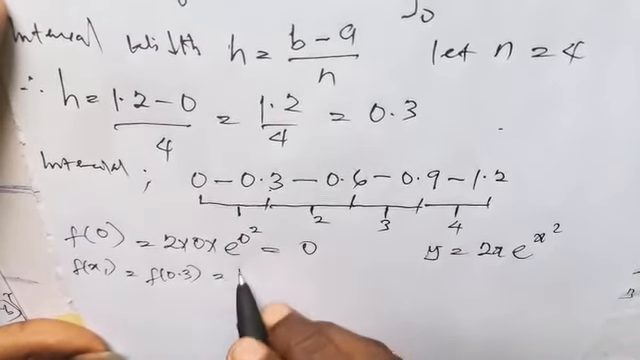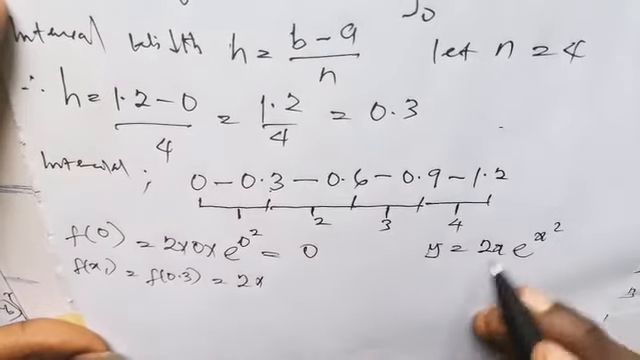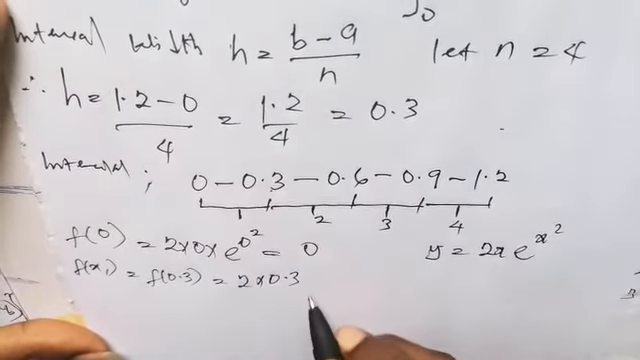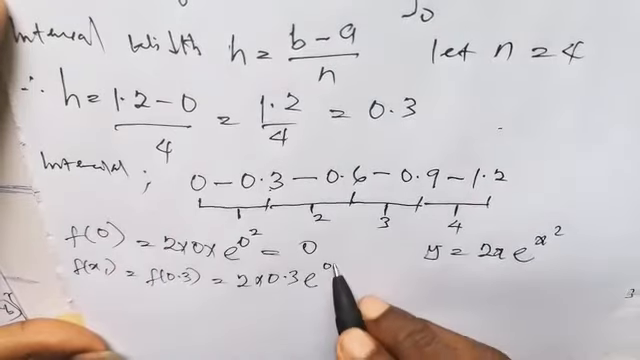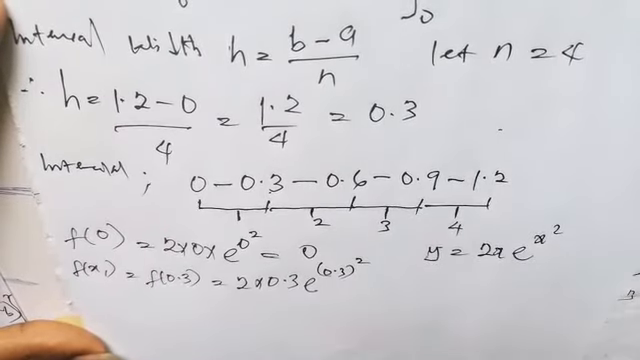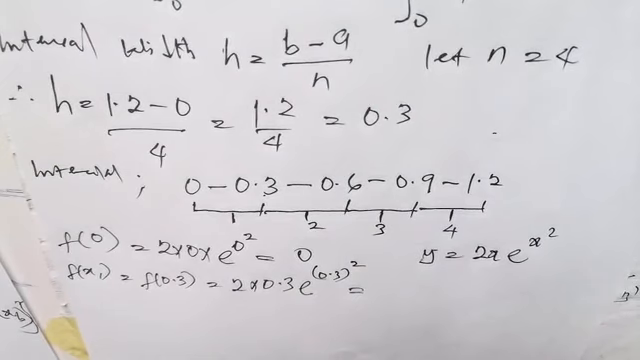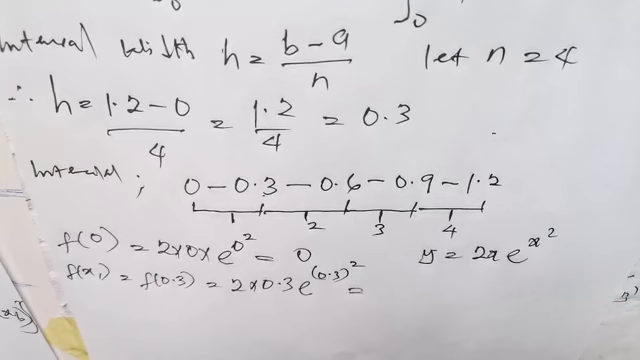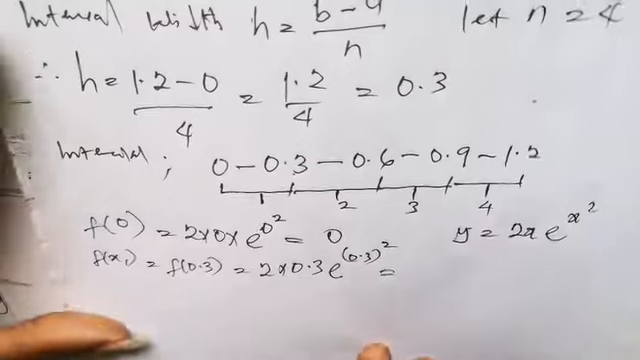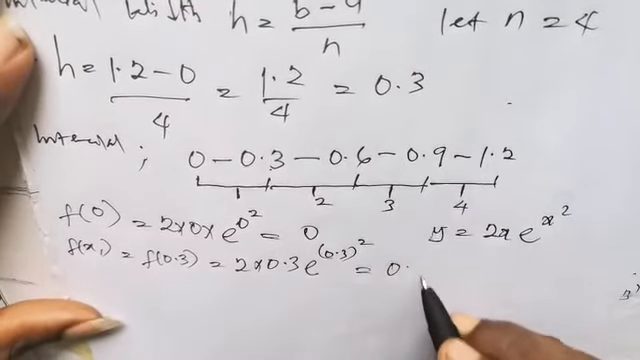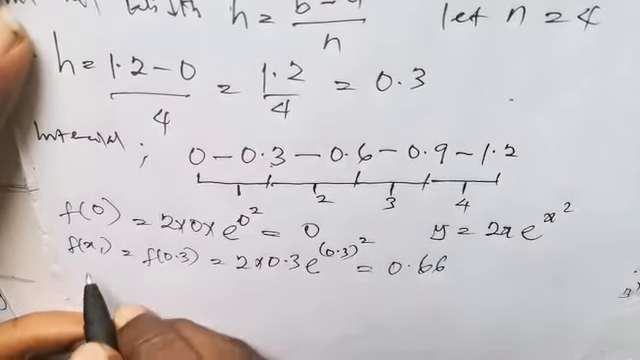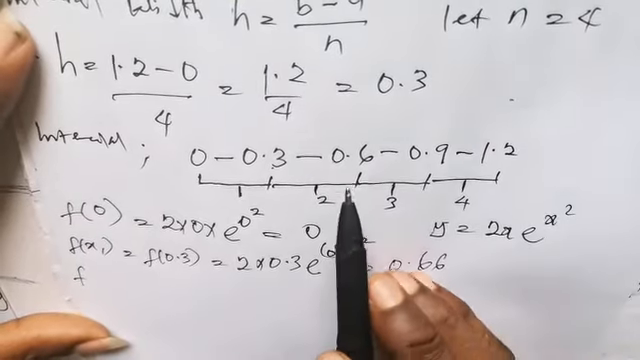So this is equal to 2 times x, where x is 0.3, times exponential of x squared, and x is 0.3, all squared. I'll compute all of this together just to save time. I'll start with 0.3 squared, take the exponential of that value, multiply by 2, multiply by 0.3. This gives us approximately 0.66. Next, I'll find f of x2, which is the next interval, 0.6.